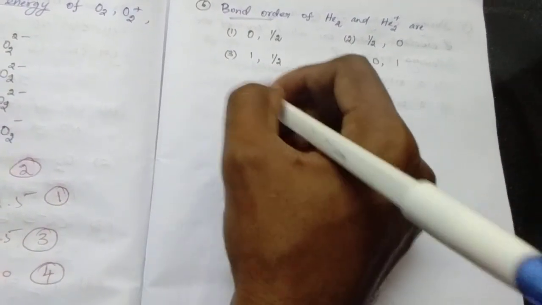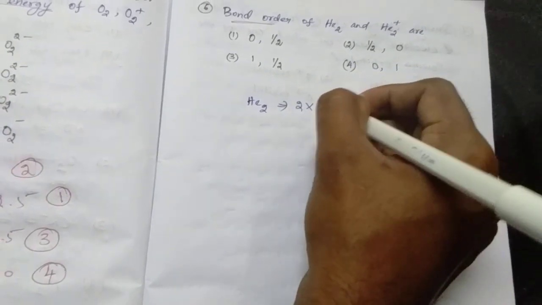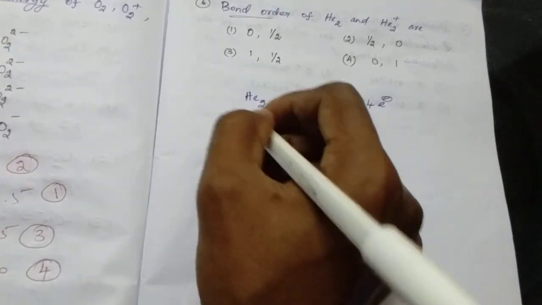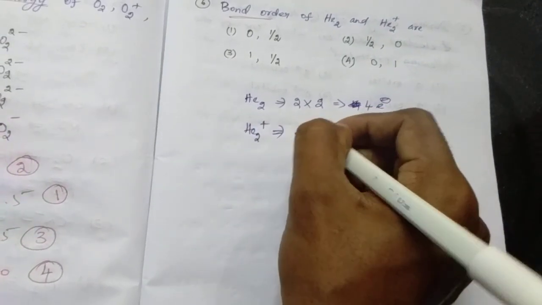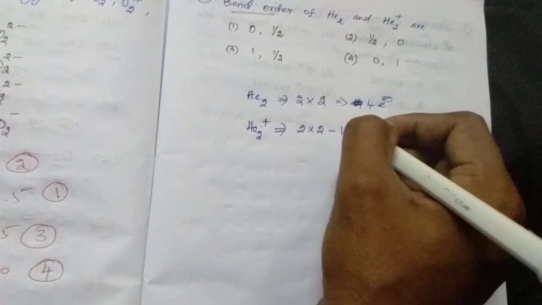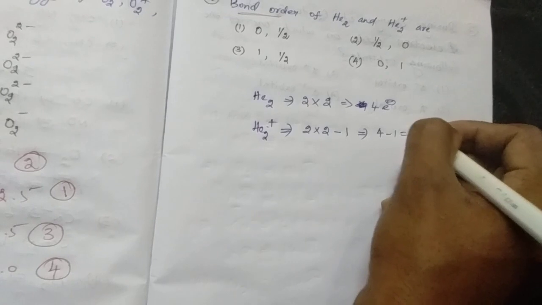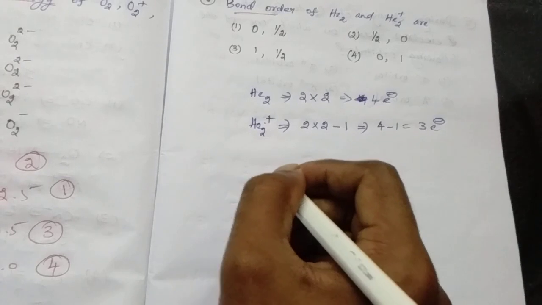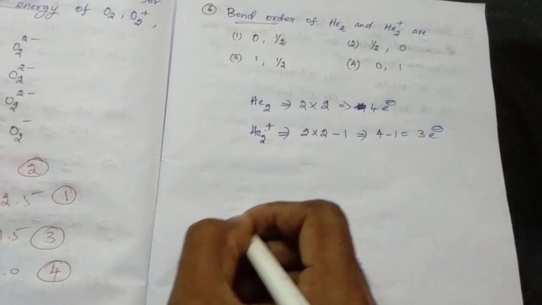Okay, for helium, 2 into 2, total electrons is 4 electrons. Helium plus, 2 into 2 minus 1 because the sign is plus 1, so 4 minus 1, 3. Based on this we can calculate. So we need to check our trick.